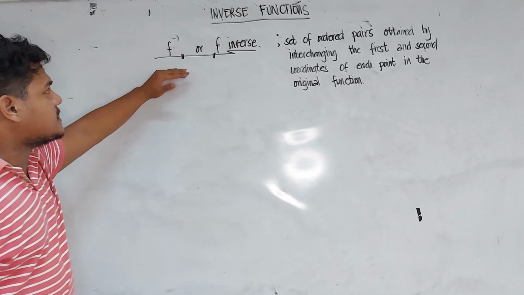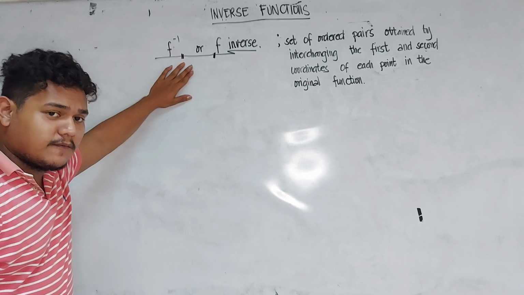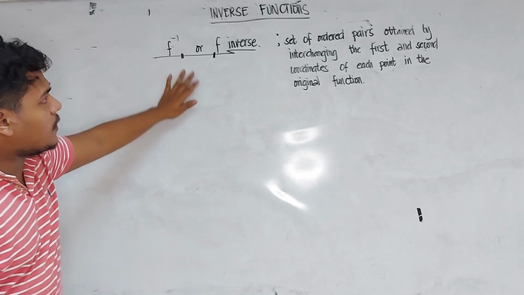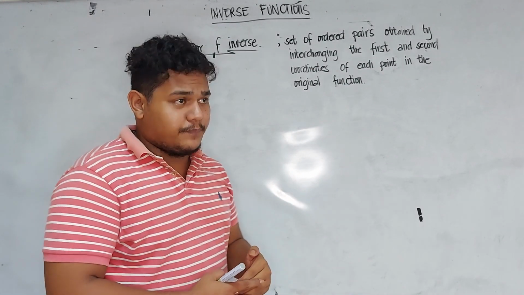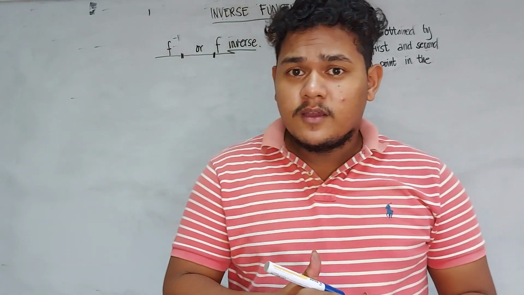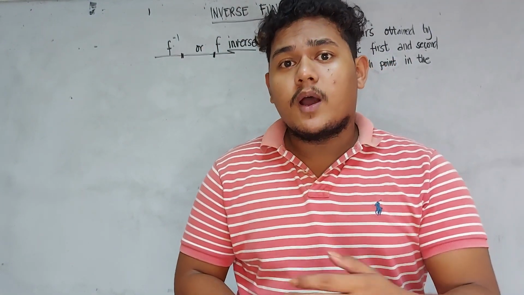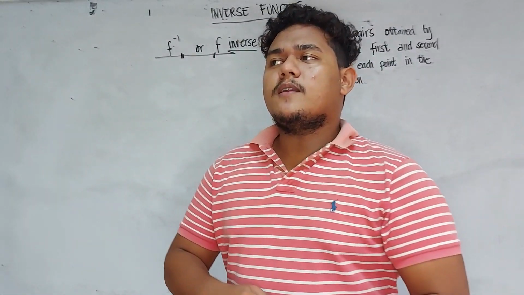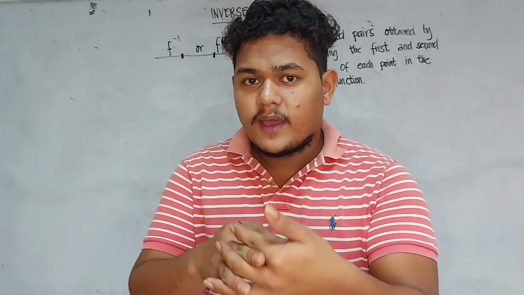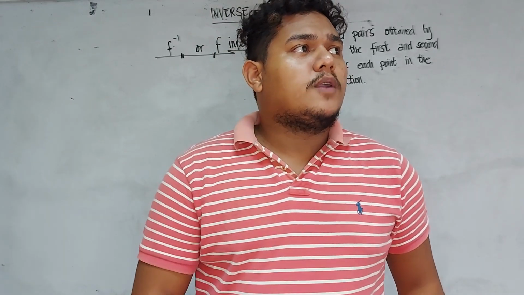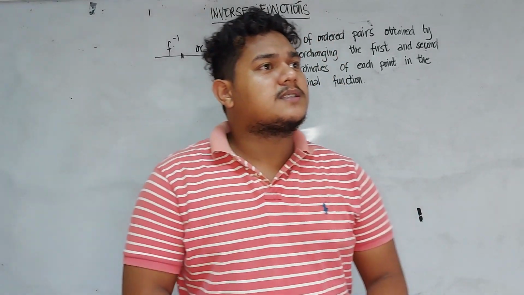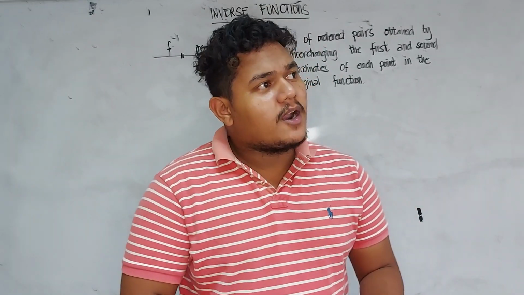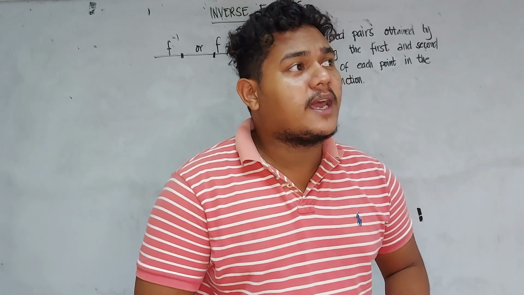Usually, it is written in this way: f to the negative 1, or f raised to negative 1, or f inverse. When you say inverse of a function, remember, what is a function? A special type of relation wherein one input is only allotted to one output. So if you have f of x, for example, the domain of f of x are 1, 2, 3, 4. Its range are negative 1, negative 2, negative 3, negative 4.